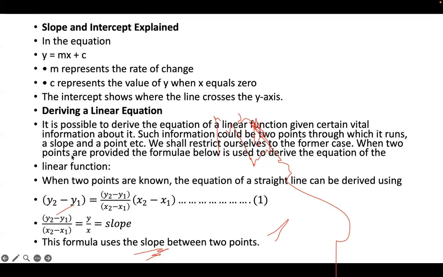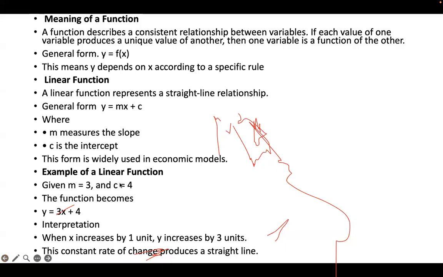So given that m is 3, and c is 4, the function becomes y is equal to 3x plus 4. That is, when x increases by 1 unit, y increases by 3 units.